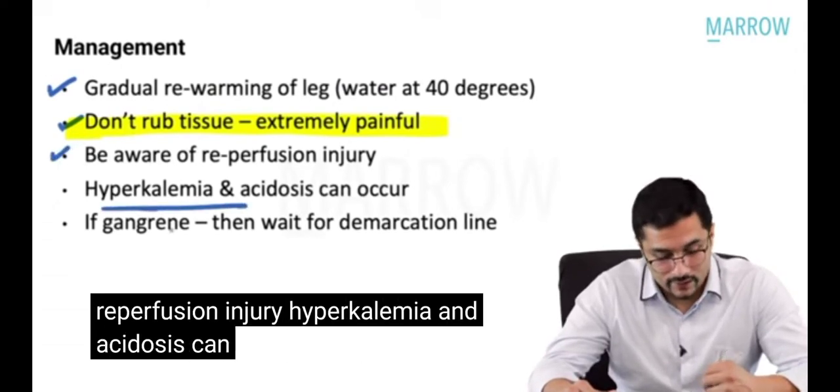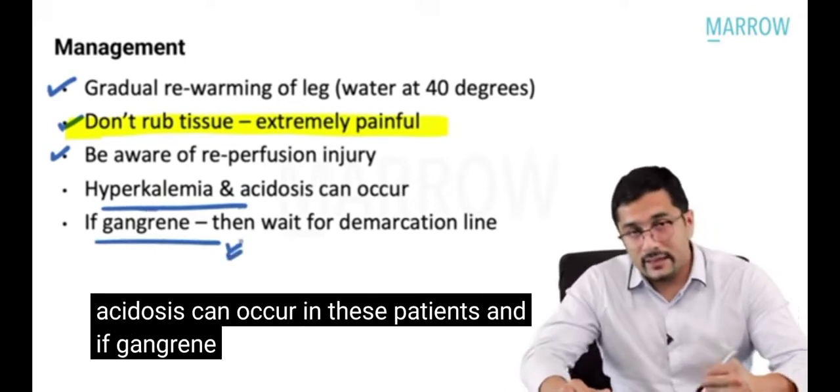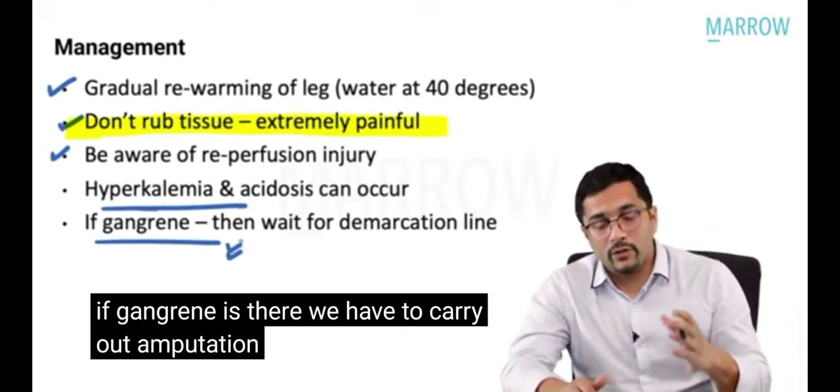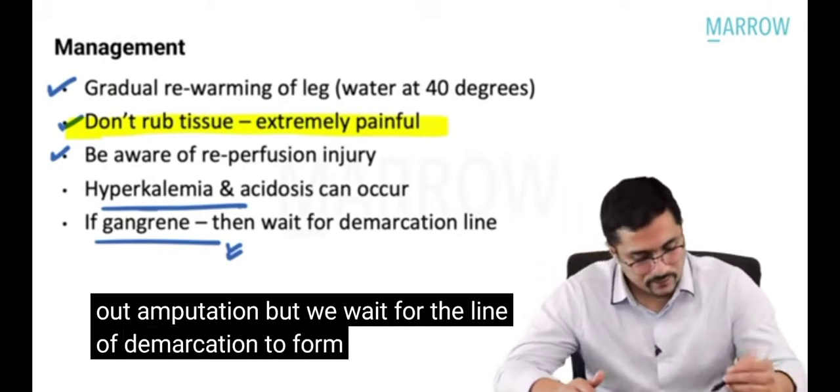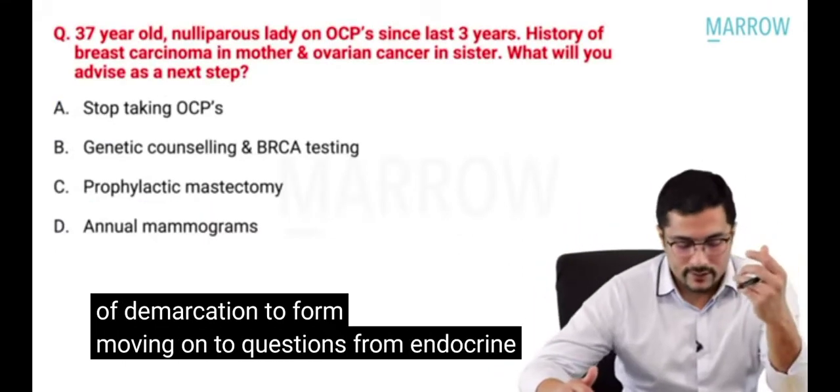Hyperkalemia and acidosis can occur in these patients, and if gangrene is there, we have to carry out amputation, but we wait for the line of demarcation to form. Moving on to questions from endocrine surgery.